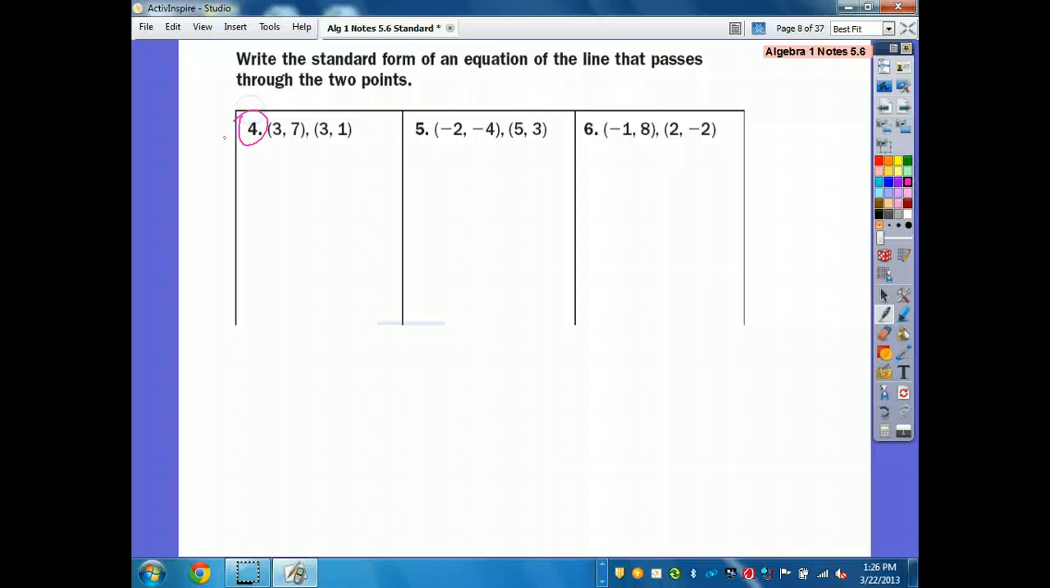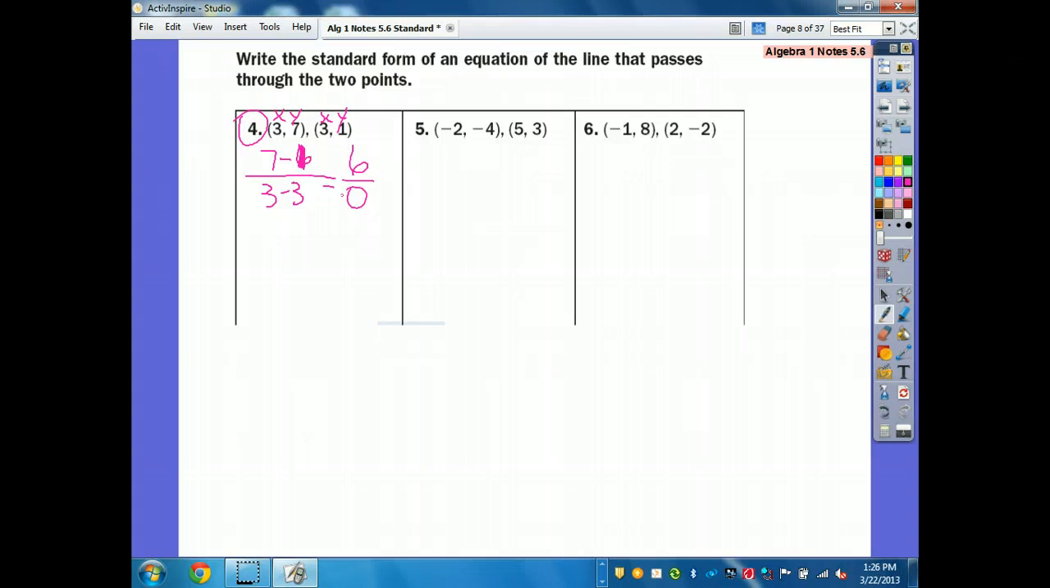Number 4. Here I have an x, a y, an x, and a y. Number 1, I have to find the slope. What do we get when we find our slope? 6 over 0. I'm sorry, what? 6 over 0, because 7 minus 1 is 6, and 3 minus 3, you end up with, oops, I give you the answer, my bad. 7 minus 1 is 6 over 0.